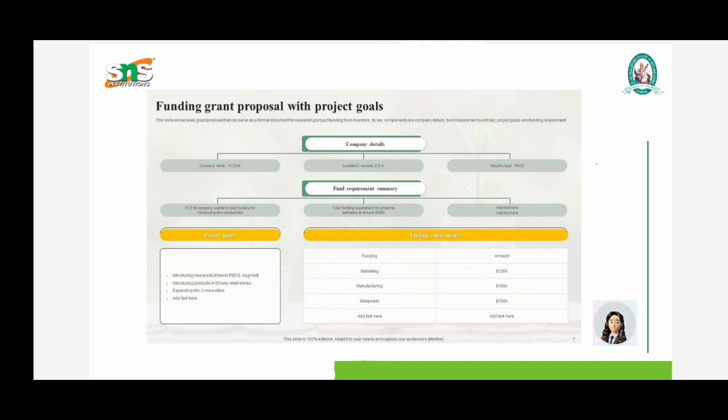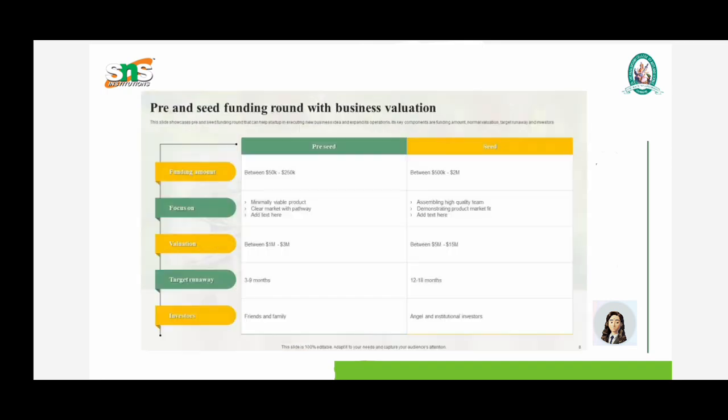Next we see funding grant proposal with project goals. Under it comes company details, company X, location, then it comes under the funding. It also includes the project goals: introducing new production, introducing product, then expanding to 3 more cities, etc.